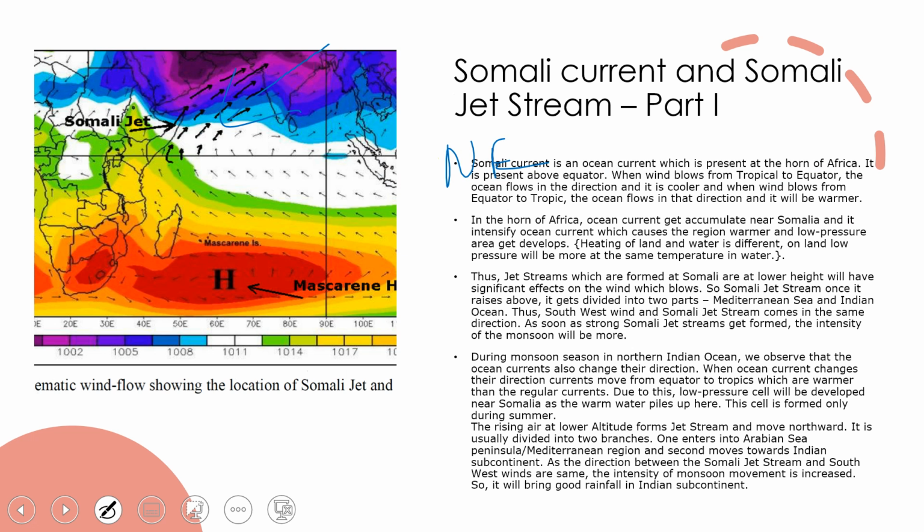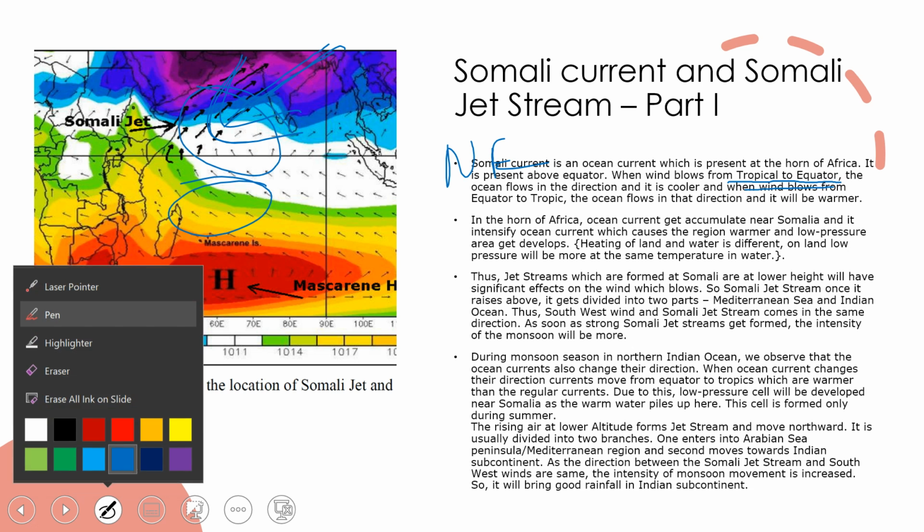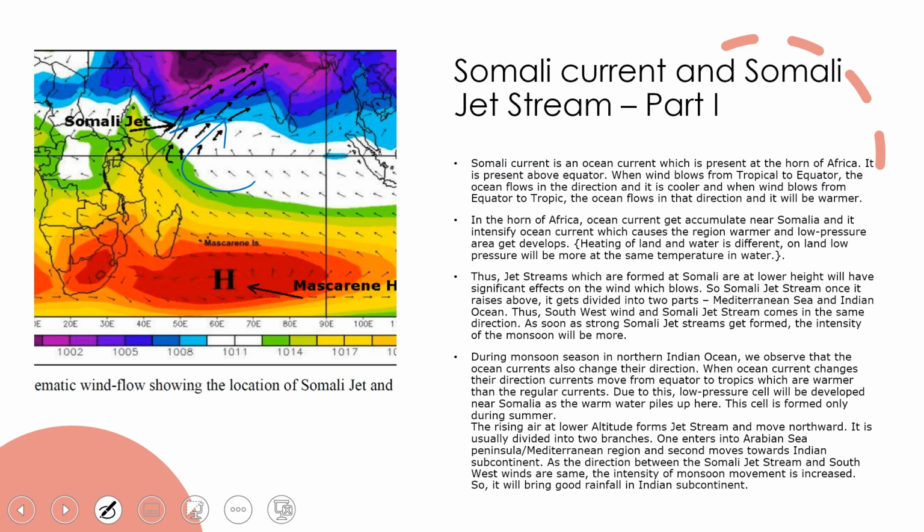So it is saying that when wind blows from the tropics to the equator, the ocean flows in that direction and it is cooler. In this way we will get cooler ocean waves. Cooler does not mean it will be cool like ice, but in comparison with the water present at the equator and the water present in this area, it will be cooler. And when the wind blows from the equator to the tropics, it will be warmer.